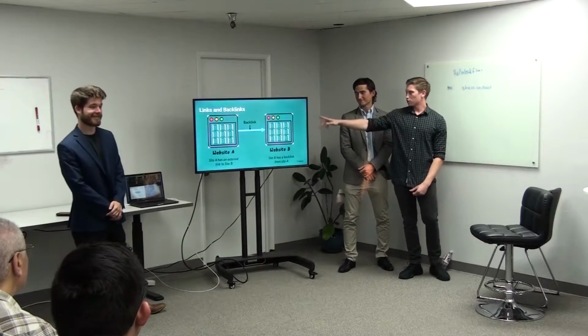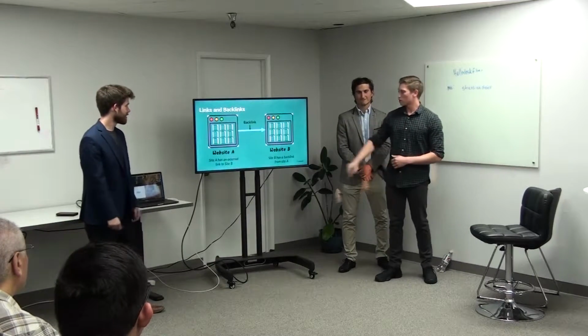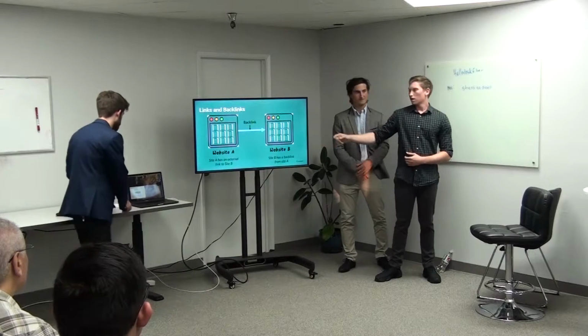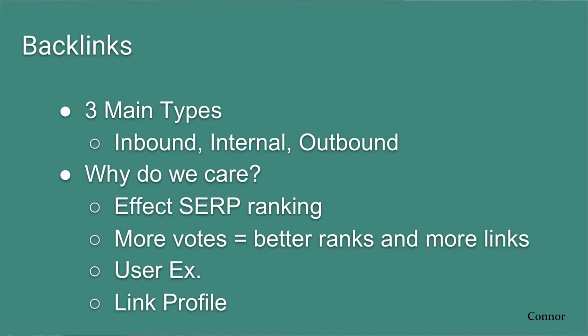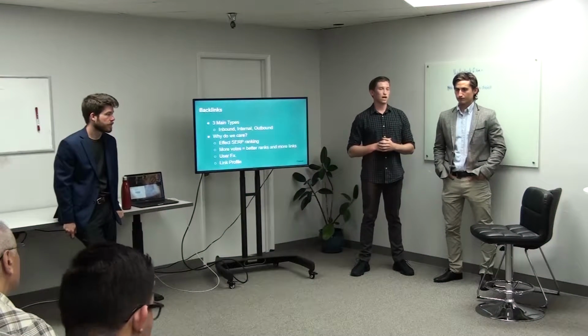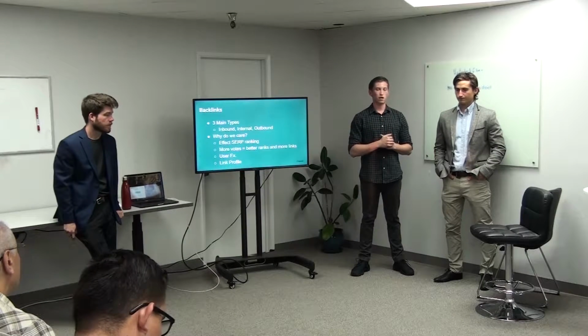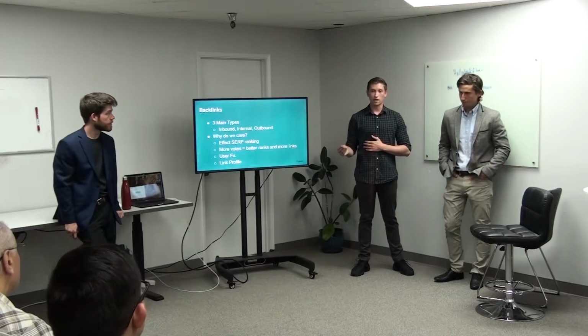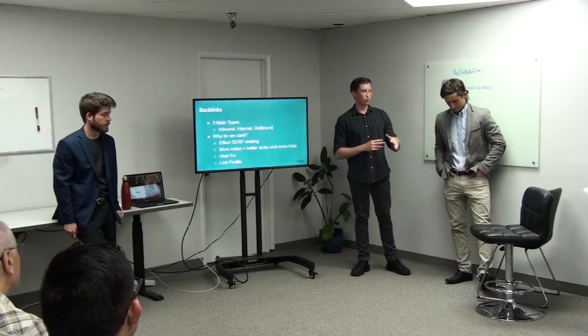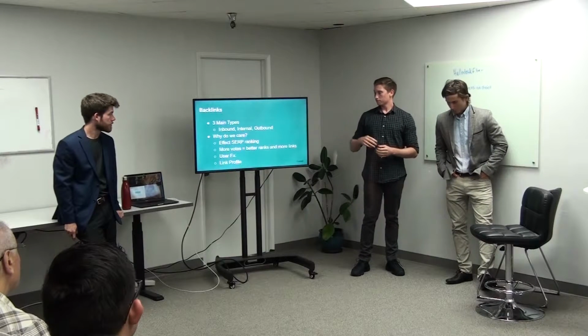Let's talk backlinks. An easy way to describe a backlink is when one website links to another. There's 3 main types of backlinks: inbound, outbound, and internal. Inbound is the holy grail of backlinks. That's when one website is linking to yours. Those have the most weighted measurement when Google algorithms are looking at your link profile, and we'll get more into what a link profile is later.